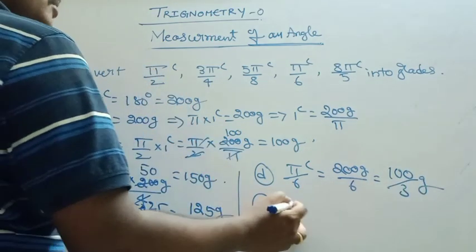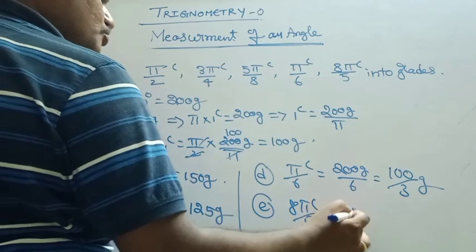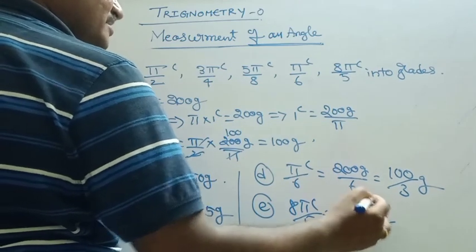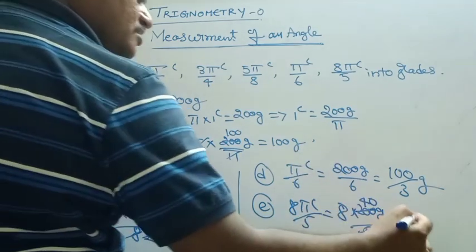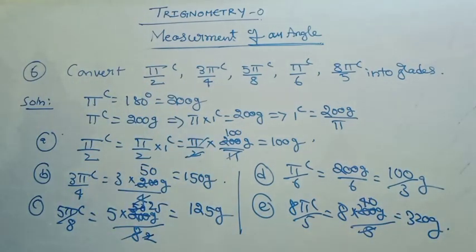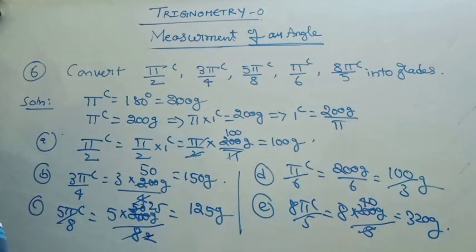Now you have 8 pi by 5 radians. 8 into 200 grades by 5. 5 ones are 5, 5 forties are 200. 8 into 40, 8 fours are 32, so 320 grades. Like this, right? See here, 200, 5 ones are 5, 5 forties are 200, and 8 into 40, 8 fours are 32, 320 grades.